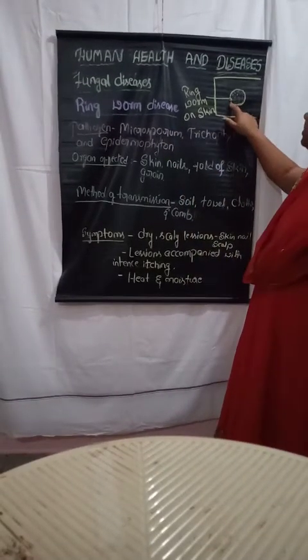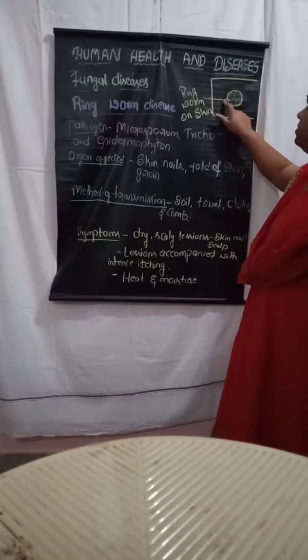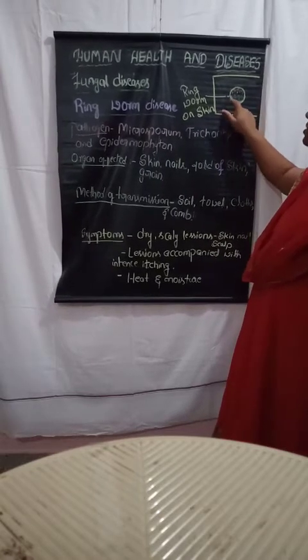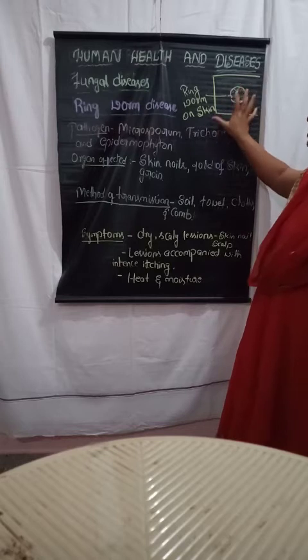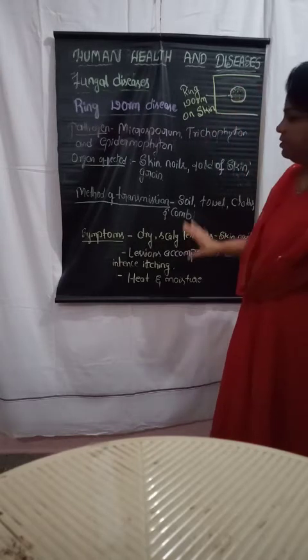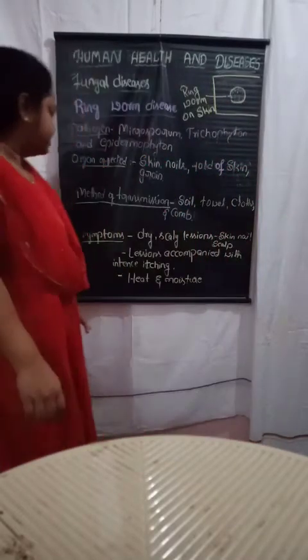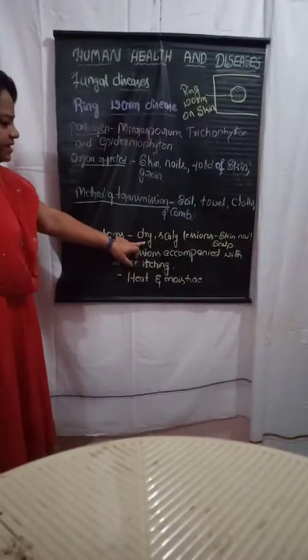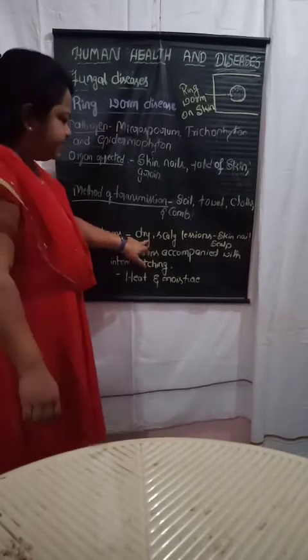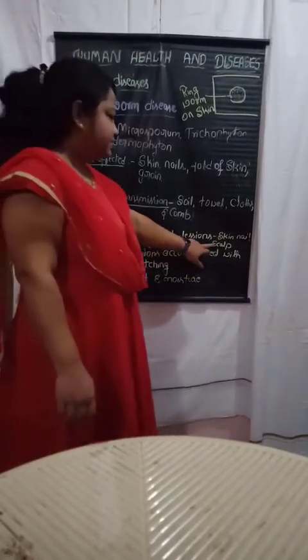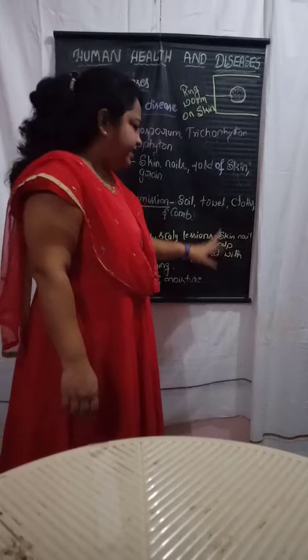The appearance is of round colored lesions, which will appear on the surface of the skin. Then what are the symptoms? The symptoms are dry, scaly lesions on the skin, nails and scalp.